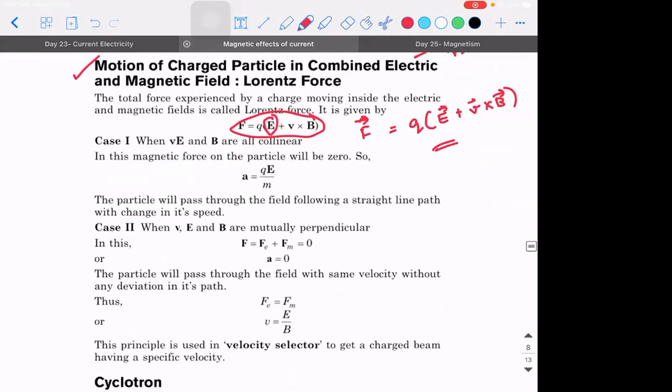Okay, in case 1, when v, E and B are collinear, the magnetic force will be 0 because the angle between v and B will be 0. So what will happen when it is traveling in a combined electric and magnetic field? The particle will only accelerate with a value of how much? qE divided by m. I hope this point is clear to you guys.